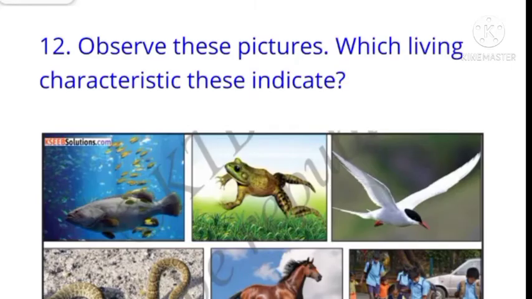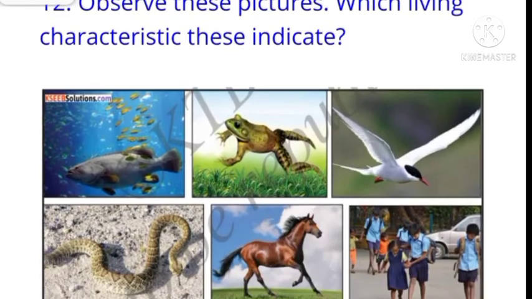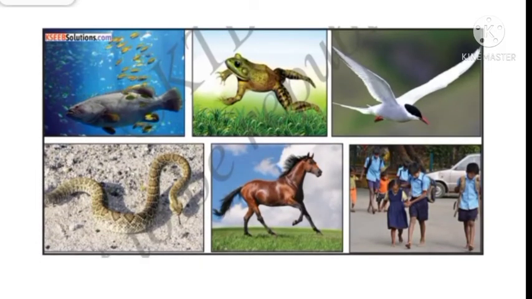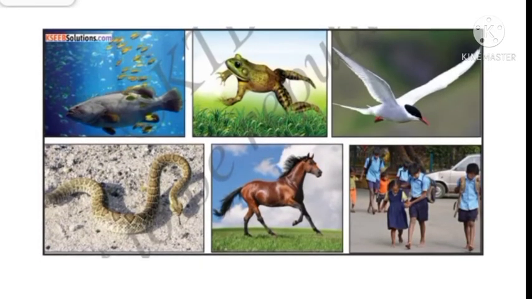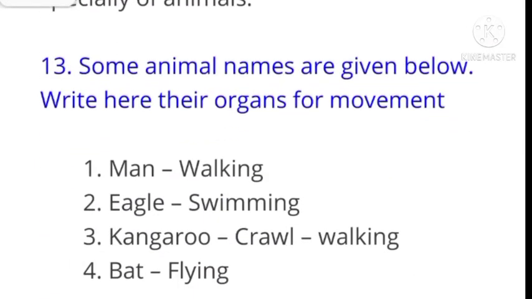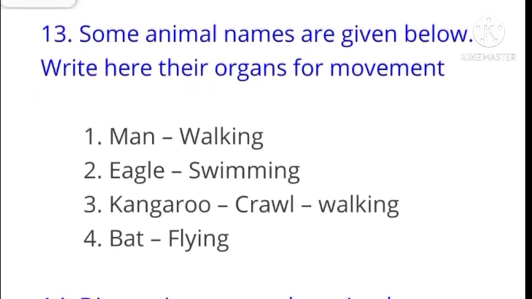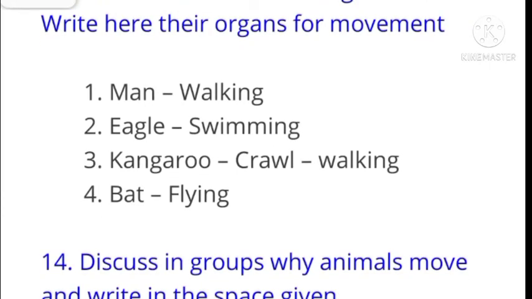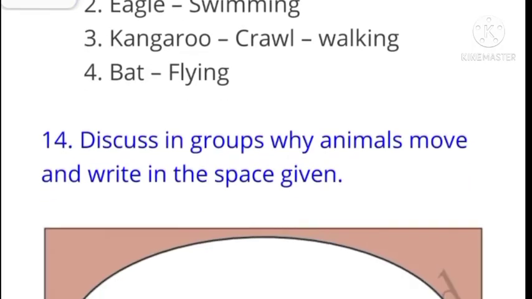Next, observe this picture. Which living characteristics do these indicate? See here, can you see the different pictures? Now all are related to movements. Movement is the living character especially of animals. Can you see everyone is moving, right? Yes. Now some animal names are given below. Write here their organ for movement. Man, walking; fish, swimming; kangaroo, walking; bat, flying.